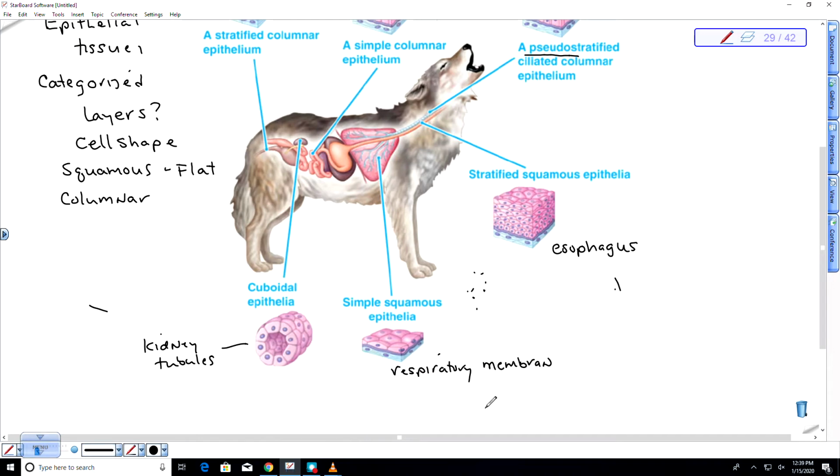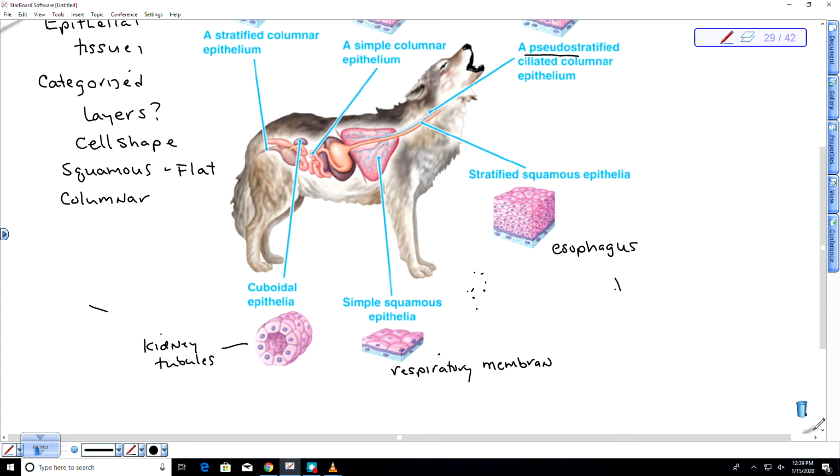Okay. So you should be able to give me an example, specifically with the epithelial tissues, of how form follows function. What does that mean in terms of the structure of the tissue? Does anybody have any questions about that idea? Form following function. Okay.